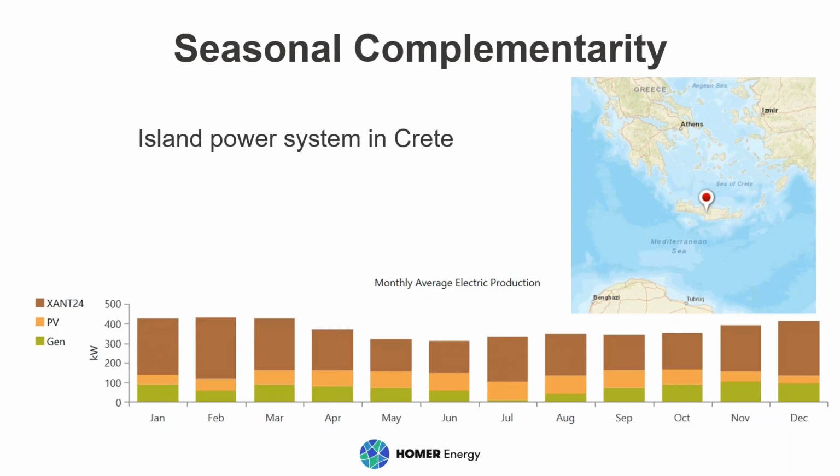So in July, between the good solar resource and the good wind resource, there's almost no diesel usage at all. So this is the kind of complementarity that really varies from place to place, and really is one of the big reasons why running HOMER with site-specific data gives you better answers.